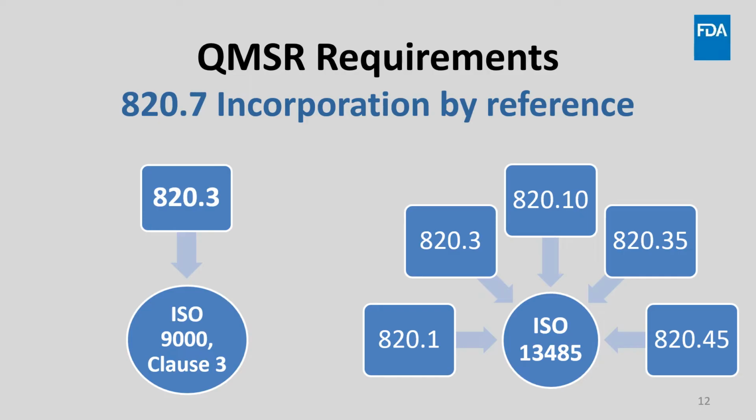The requirements of 820.7 further specify that incorporation by reference to Clause 3 of ISO 9000-2015 is approved for Section 820.3 definitions. The requirements also specify that incorporation by reference to ISO 13485-2016 is approved for Sections 820.1 Scope, 820.3 Definitions, 820.10 Requirements for a Quality Management System, 820.35 Control of Records, and 820.45 Device Labeling and Packaging Controls.